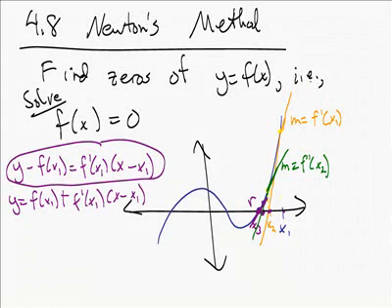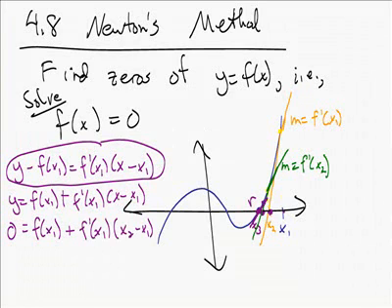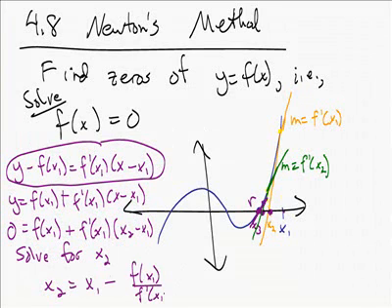This is going to be 0 at the point x2. The y value is going to be 0. So 0 is equal to f of x1 plus f prime of x1 times the quantity x sub 2 minus x1. When we put x2 in for x in our tangent line equation, the y value comes out to be 0. If we solve this for x sub 2, and I'll let you do that on your own to verify it, we get that x sub 2 is equal to x1 minus f of x1 divided by f prime of x1.